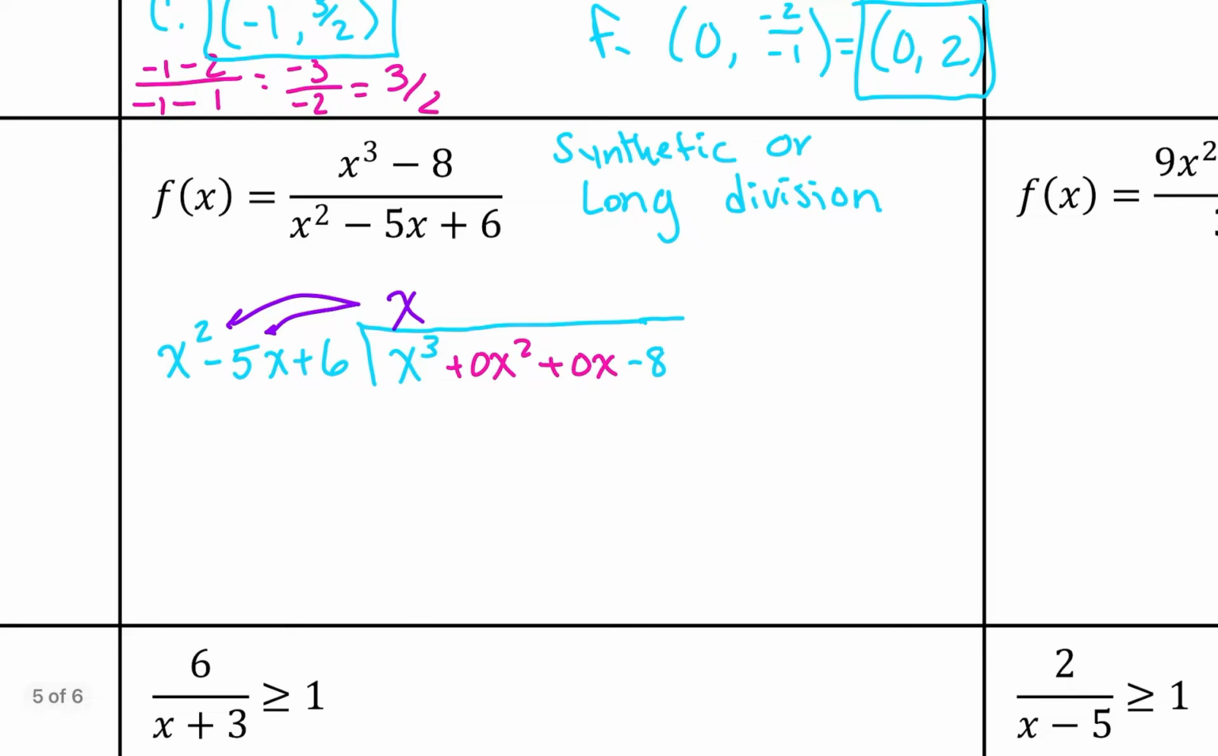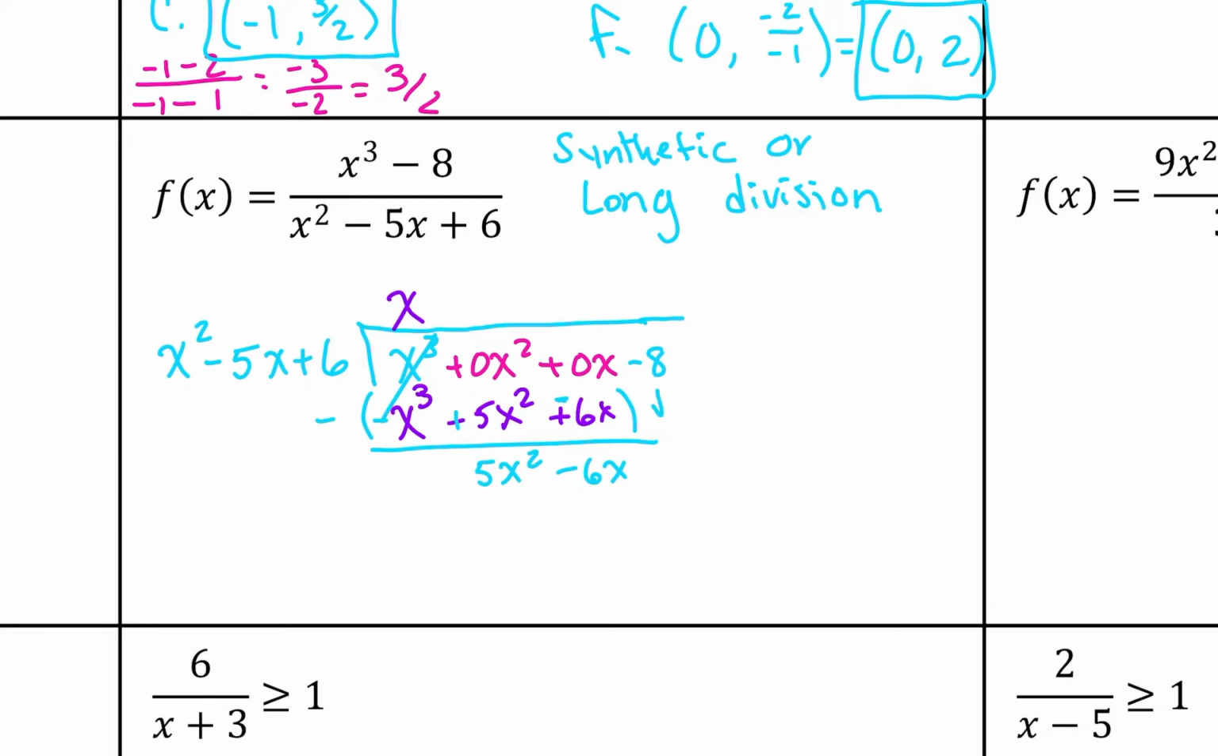So I'm going to have x times x squared. x times x squared is x cubed. x times negative 5 is negative 5x squared. And you can see now that these placeholders are really useful. And x times 6 is 6x. And then the question wants us to subtract this. So ultimately, I'm going to distribute this negative. And this becomes negative x cubed, positive 5x squared, and negative 6x. Cancels here. 0x squared plus 5x squared is 5x squared. 0x minus 6x is negative 6x. And we'll bring down this negative 8.